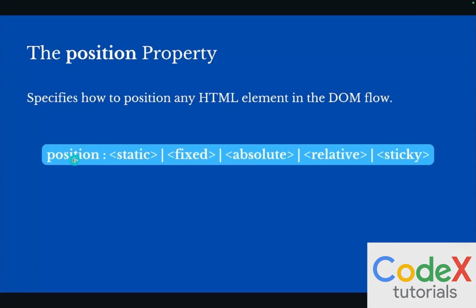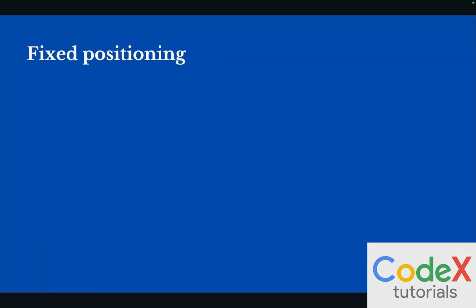So we use the position CSS property, and there are 5 different possible values available in CSS for different types of positioning, and we will be seeing all of them one by one. By default, the position property for any HTML element that you add is static in nature, and we can use either fixed, absolute, relative, or sticky to change its position in the DOM flow.